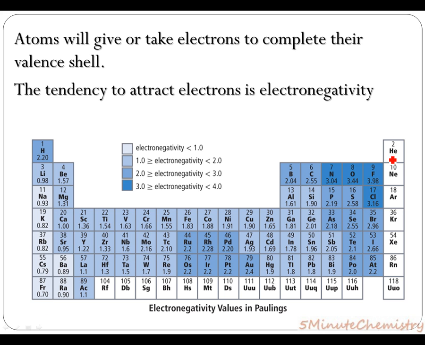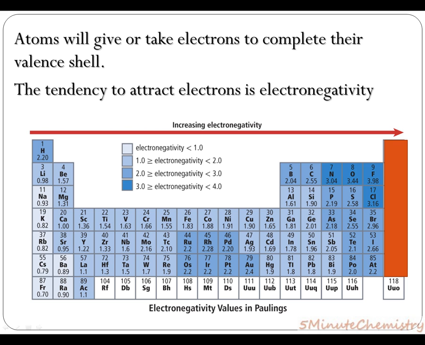And one thing to be familiar with here is, notice all the noble gases, they aren't included in this set. They don't have electronegativity values. The reasoning behind this is noble gases already have a full valence shell, so they don't really have an ability to pull in. So let's go ahead and block those out.